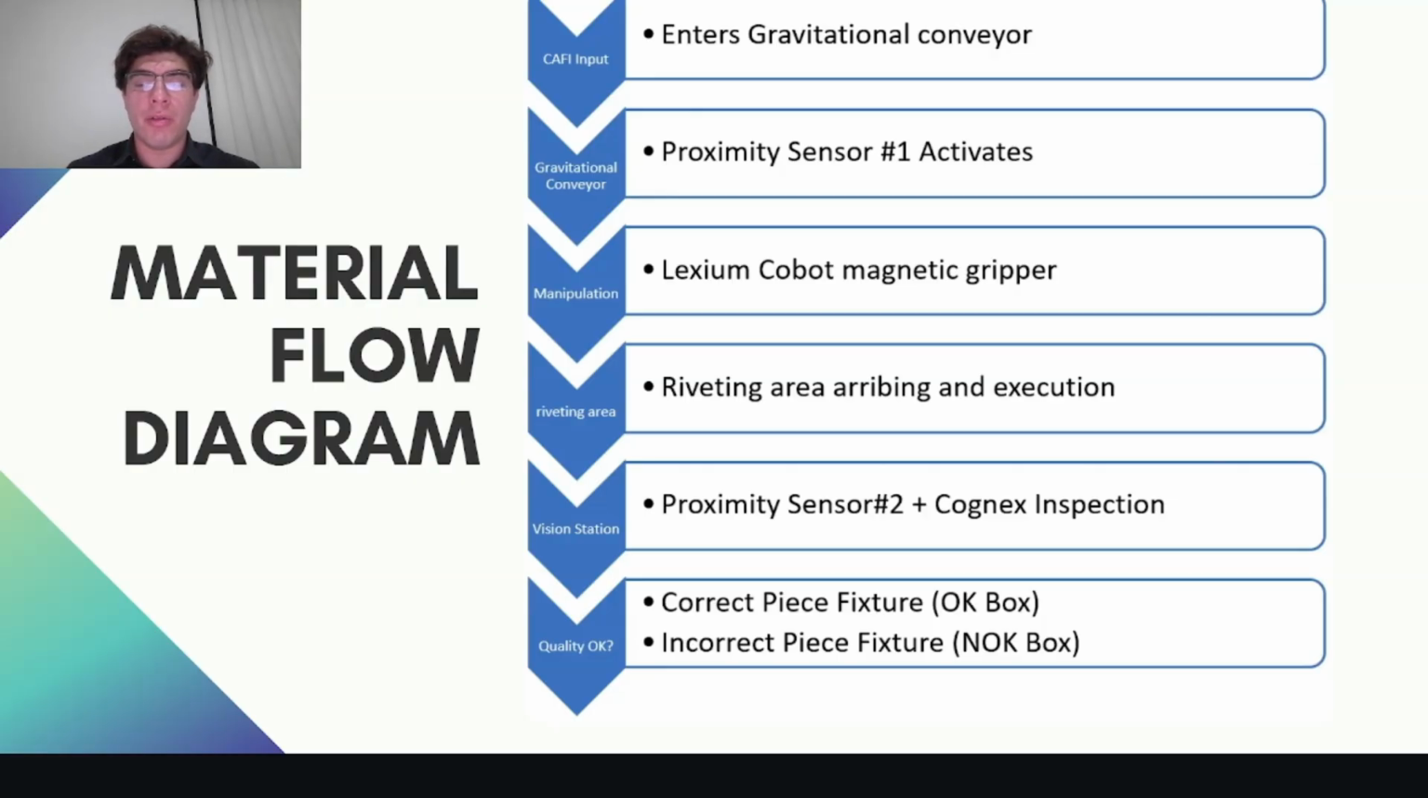In the retrieving area, we will have our execution, which is where the retrieving process happens. Then a proximity sensor will tell us when the coffee is all ready, and we will get our cognitive inspection. This, with AI patterns and tools, will help us realize if the coffee is complete or has some errors. Our last part will be the quality check, where the piece will go into the OK box or the not OK box.